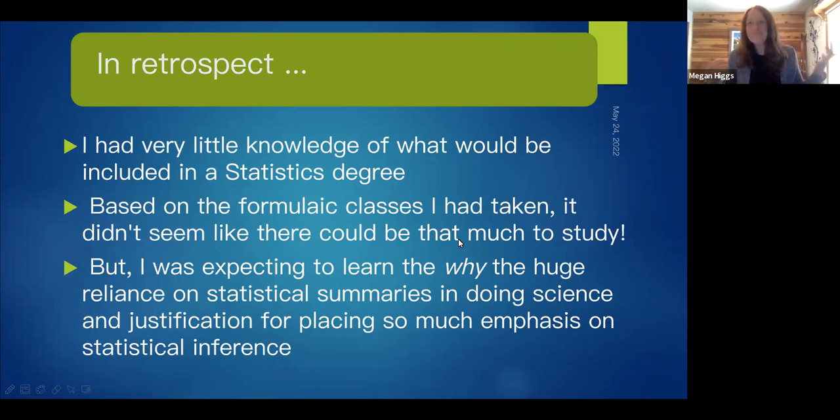Keep in mind, I'm coming from biology, where the graduate degrees have a very different feel to them and are less course motivated. I know what I was expecting to learn: why we have this huge reliance on statistical summaries in science and the justification for placing so much inference on it. I thought it would open a door for me in understanding why, in the graduate program I was in, we were doing things the way we were doing them. Maybe it was okay, and I just didn't understand the foundations and there wasn't anyone to explain it to me.